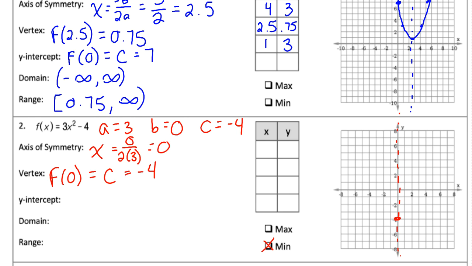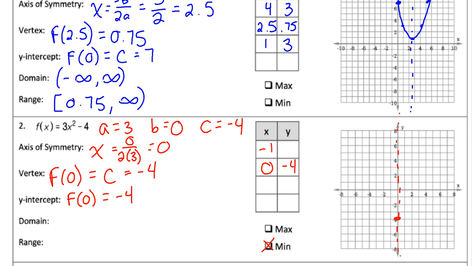My y-intercept here, remember that's also when we plug in 0, so we already know that one, it's -4. So this one's a little trickier because my y-intercept is my vertex. So that is the only point I know right now, so I'm definitely going to need some more points around it to help me out.